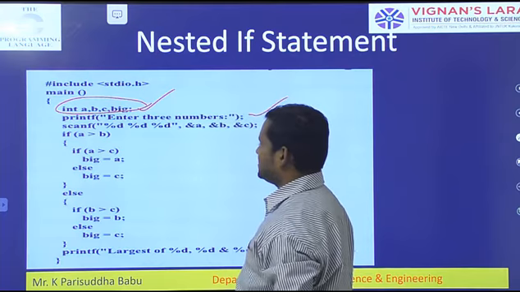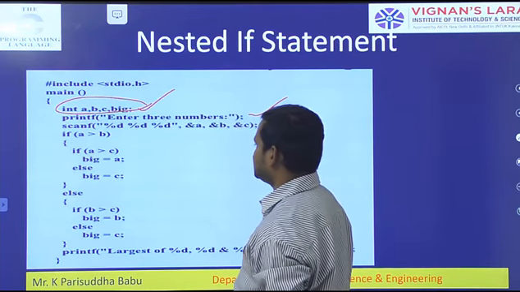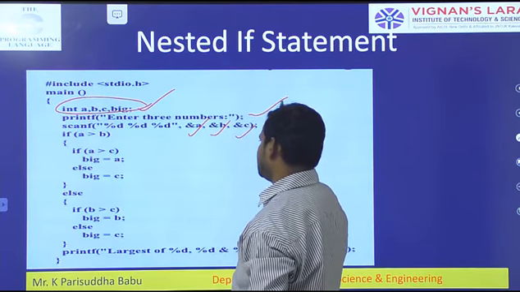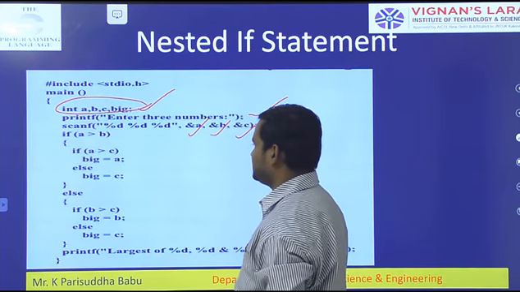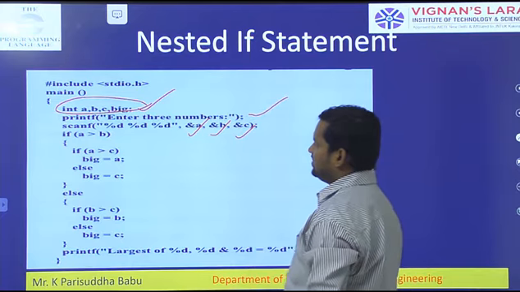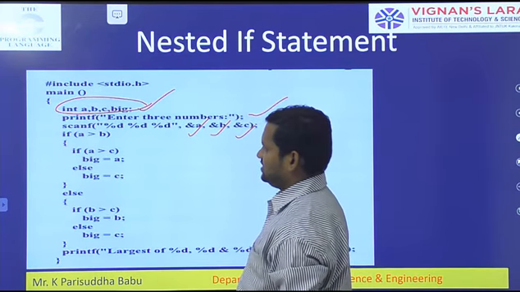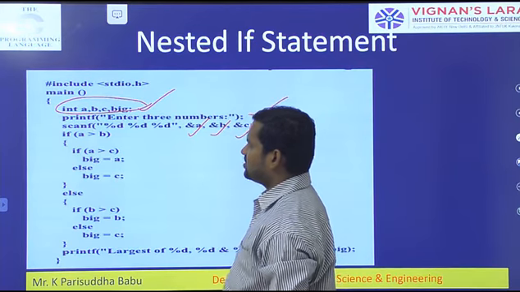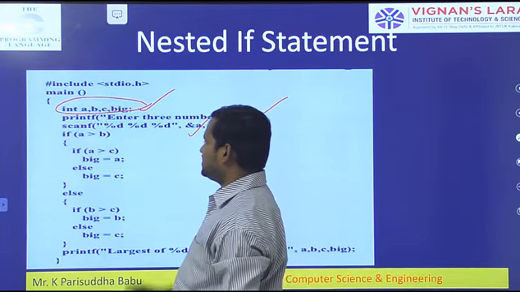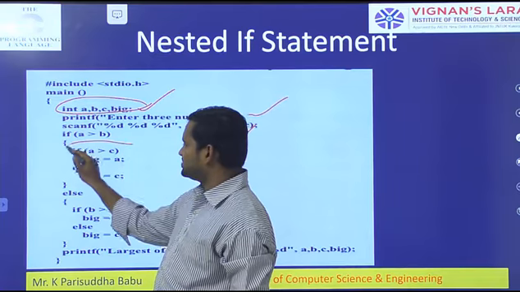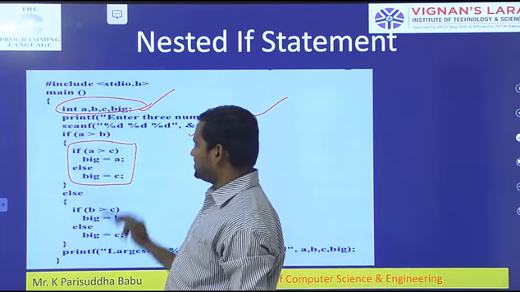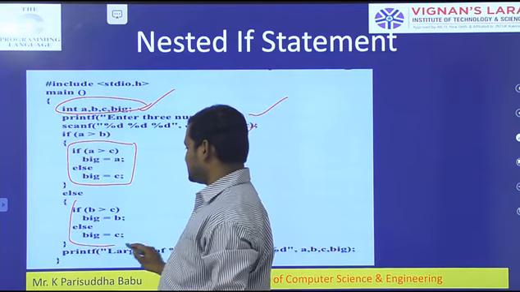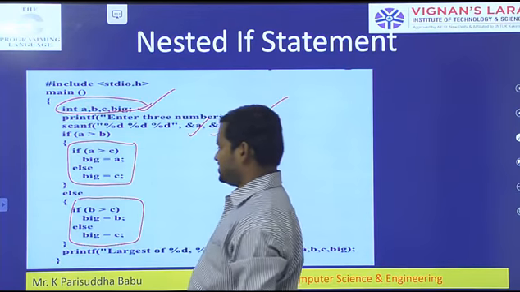You enter the three numbers with scanf %d %d %d, ampersand a, ampersand b, ampersand c. You declare the three numbers and keep them. If a greater than b is true, this block will be executed. Otherwise, the else false block will be executed.